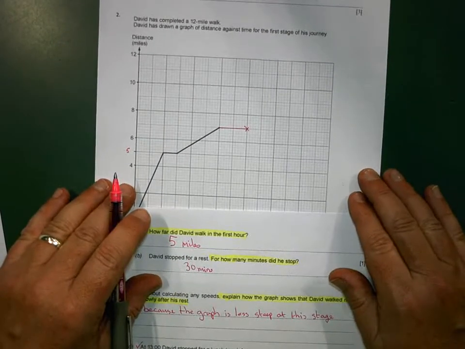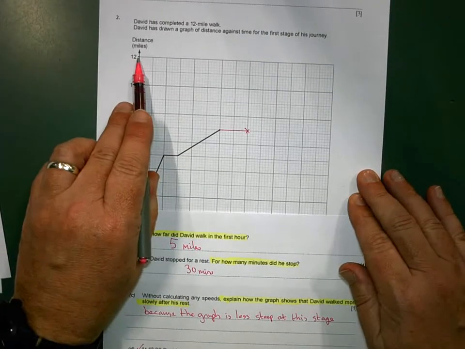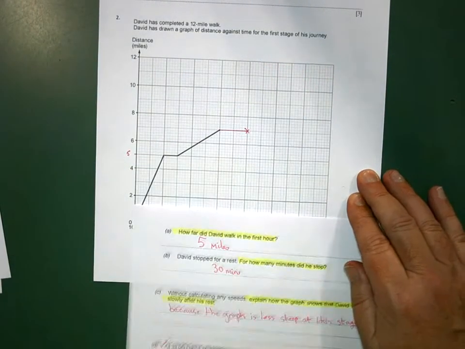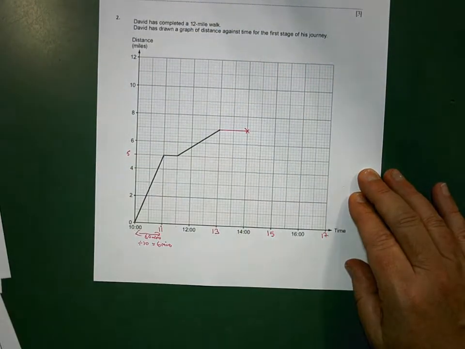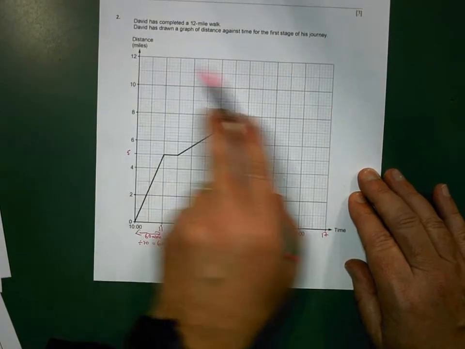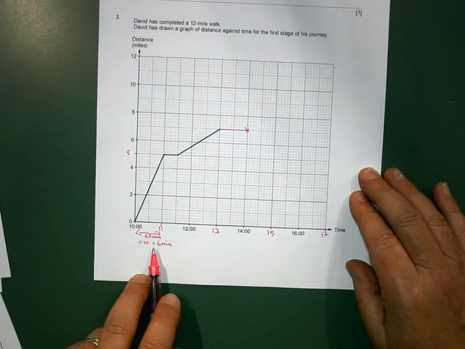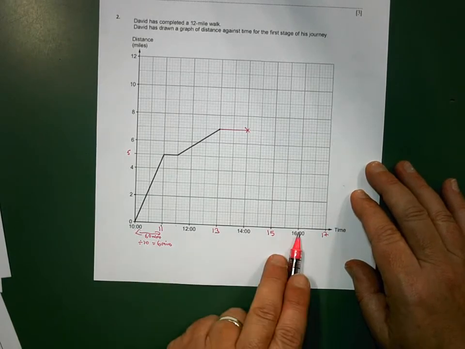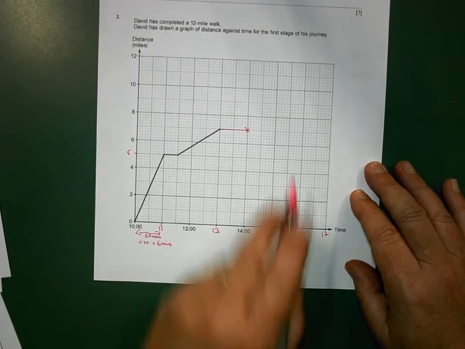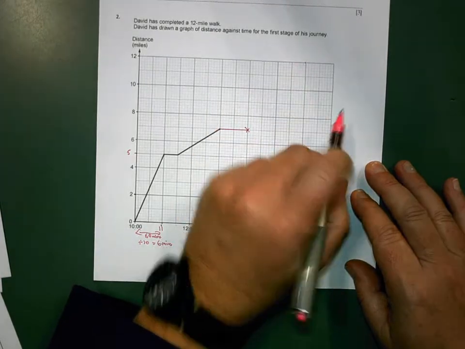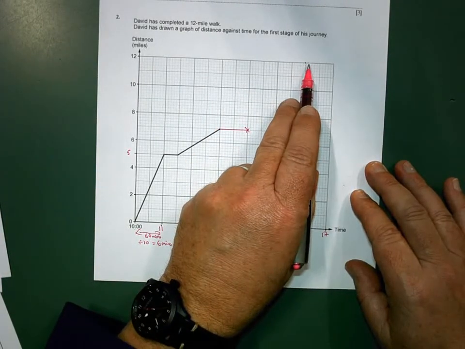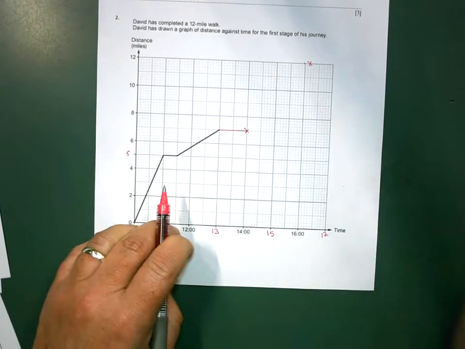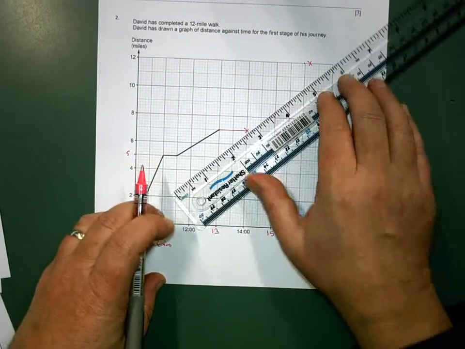So on the graph, 12 miles is the top line of the paper, of the graph, and at 16:12 he's going to reach that line. Now we've already worked out that each little square is 6 minutes. 16 is here, which is that point, and then 12 minutes will be 2 little squares beyond it, because each little square we know is 6 minutes.